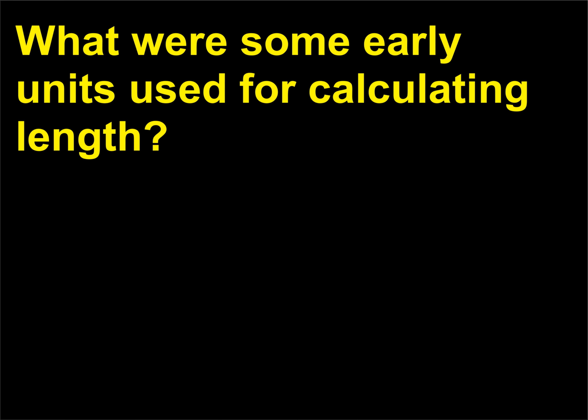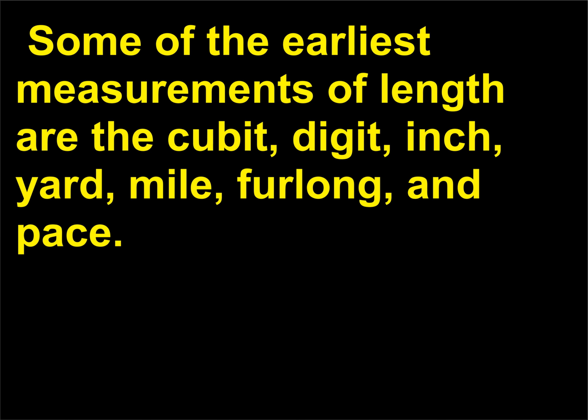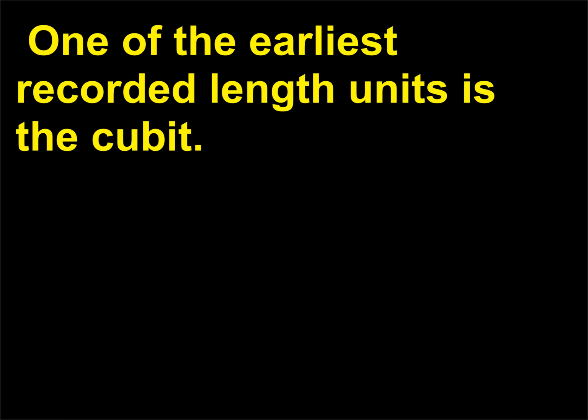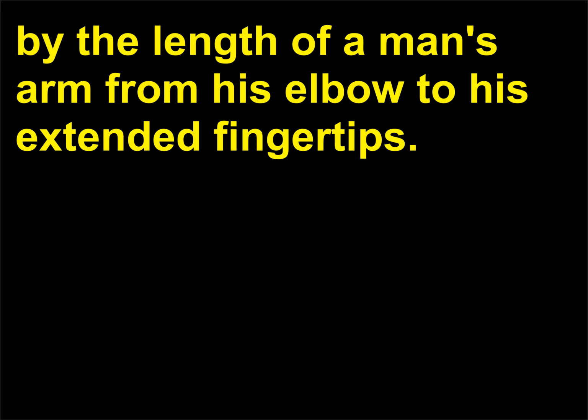What were some early units used for calculating length? The earliest length measurements reach back into ancient time, and it is a convoluted history. Some of the earliest measurements of length are the cubit, digit, inch, yard, mile, furlong, and pace. One of the earliest recorded length units is the cubit. It was invented by the Egyptians around 3000 BCE and was represented by the length of a man's arm from his elbow to his extended fingertips.